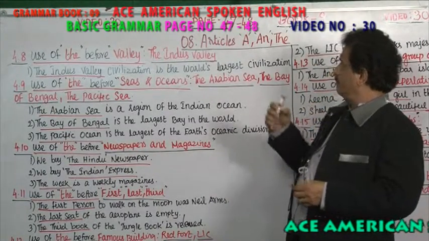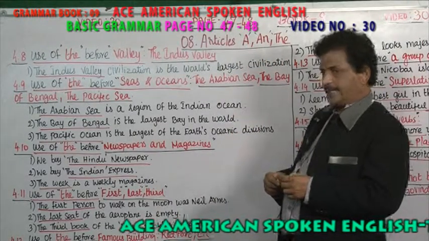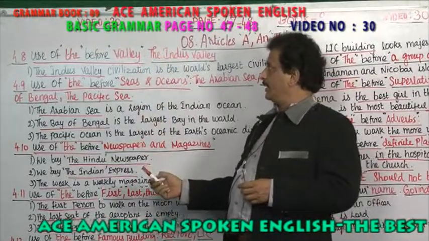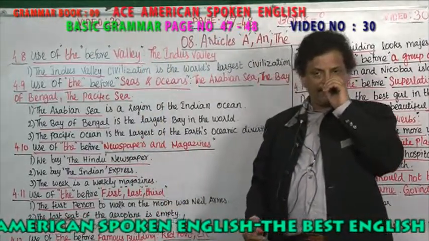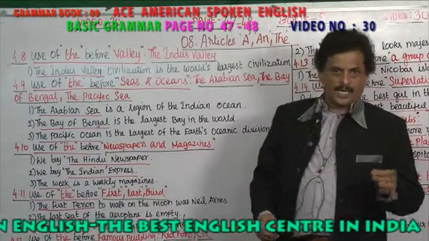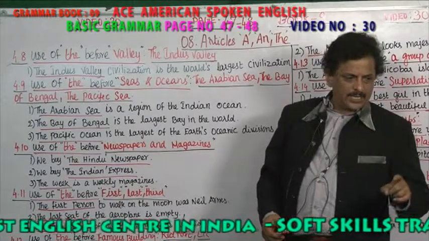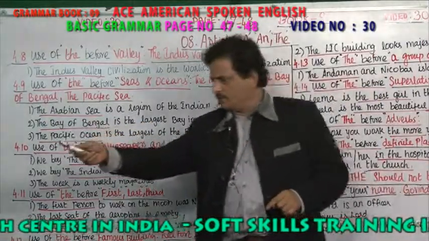Take your book. We have come here to the page number 47 to 48. We have come here to the video number 30. The usages of the. What is called the? The is called articles. A and the. A and the is used in front of which noun?